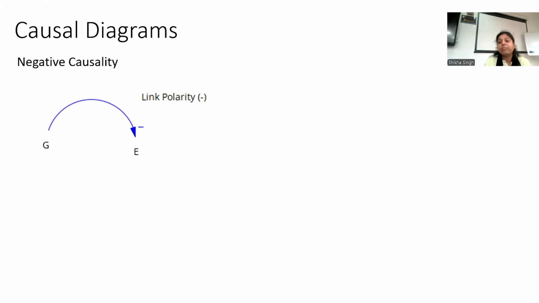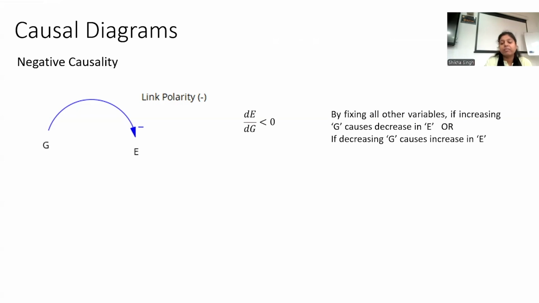Negative in the sense, we'll clearly explain that one variable G and other variable E are going in the opposite direction. If G will increase, E will decrease. If G will decrease, E will increase, right? So this is how, with respect to G, E will keep on reducing.